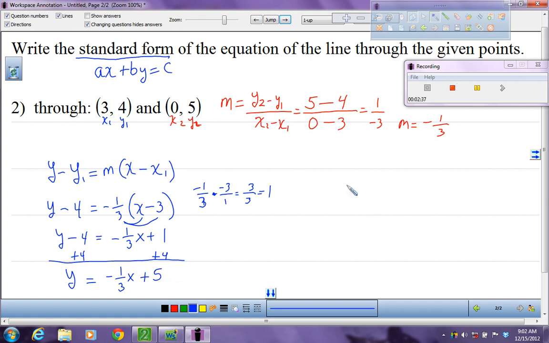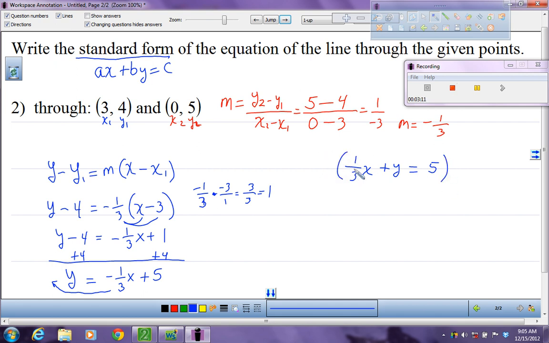So from here, we're almost done. And so here, we're going to bring the x across. Don't forget that when you bring it across, you change the sign. So it should be 1/3 x plus y equals 5. Okay? Don't forget the rules. There shouldn't be any fractions, and the a should be positive. The a in front of the x, that should be positive, and there shouldn't be any fractions at all.